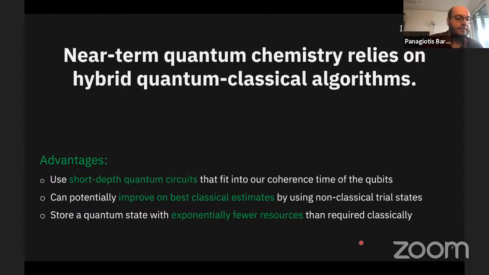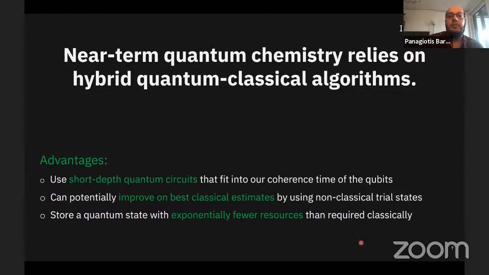At the same time, using a hybrid quantum classical algorithm, we are able to store in the quantum computer the ground state and operate on this with exponentially fewer resources than the ones required classically.